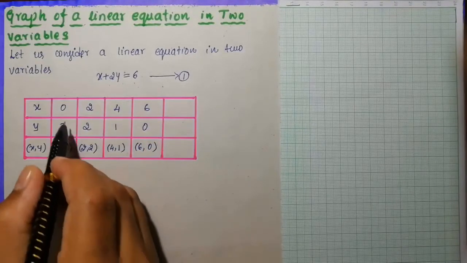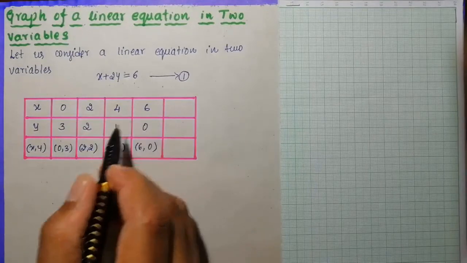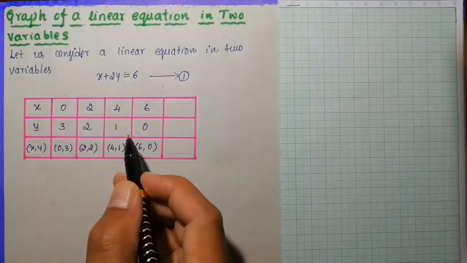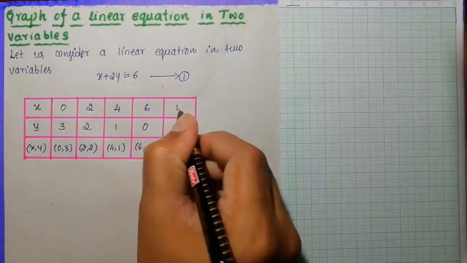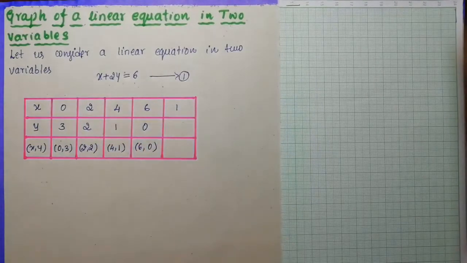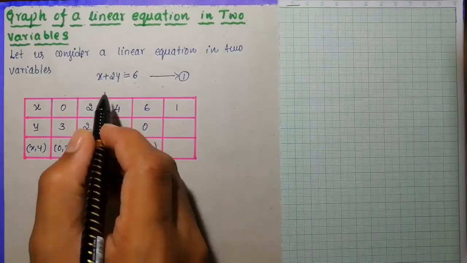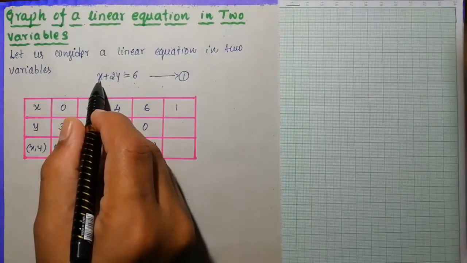Till now I have put only even numbers, because then the value of y will become an integer. But if you put an odd number, you will get a fraction like this. Now I'm going to put 1. Let us see what will happen. If you place x is equal to 1, it will become what?